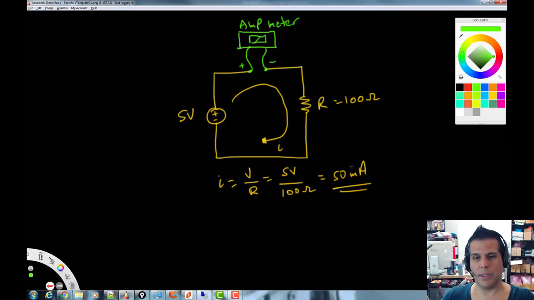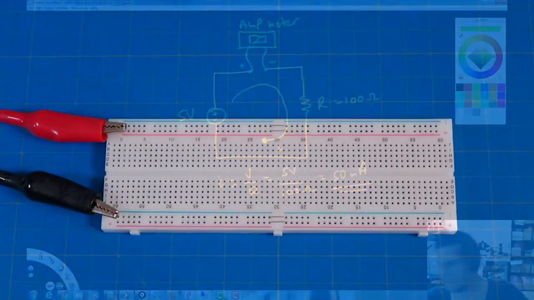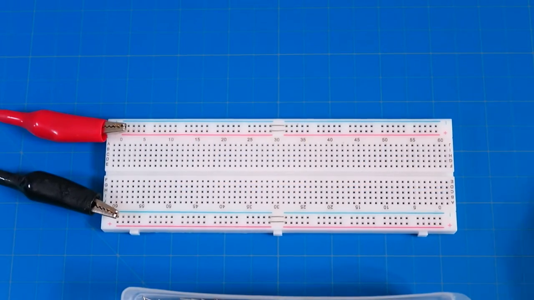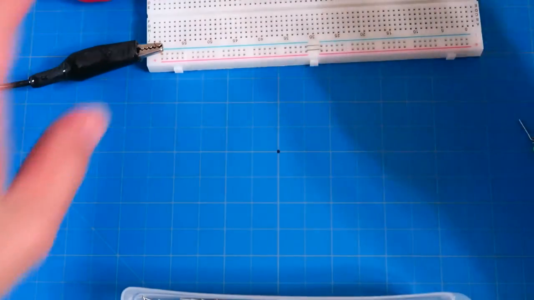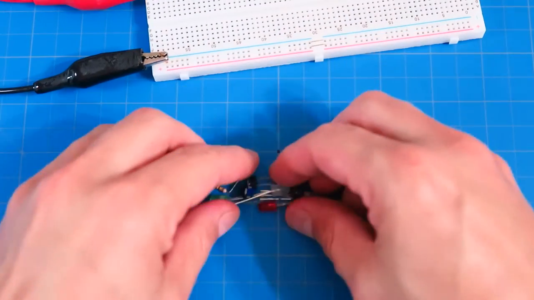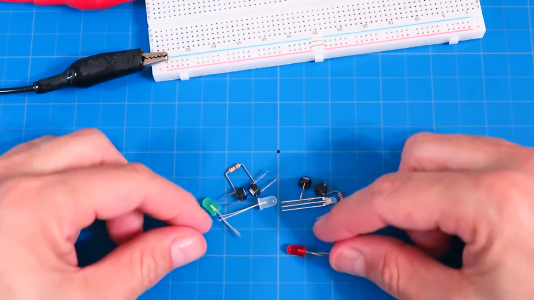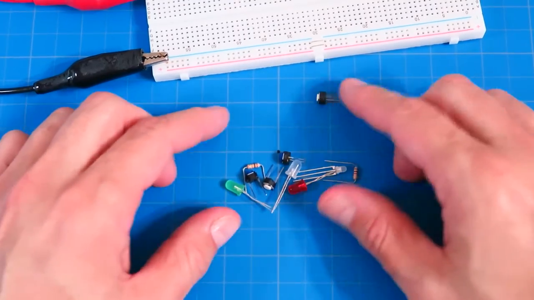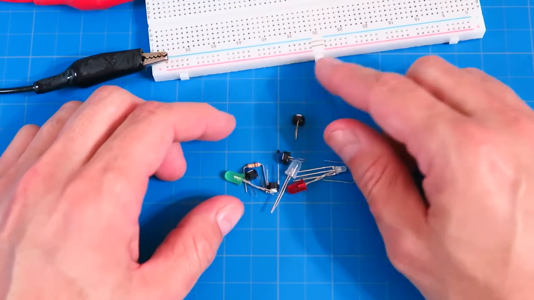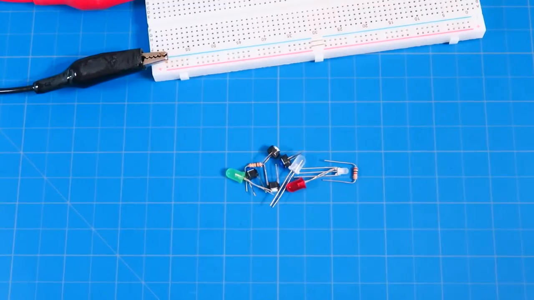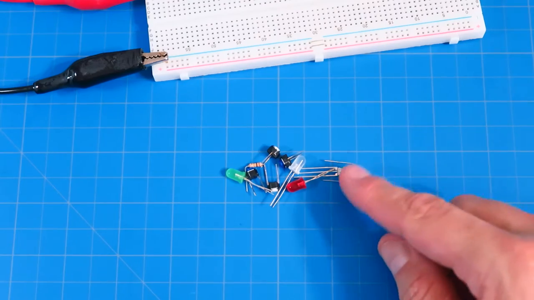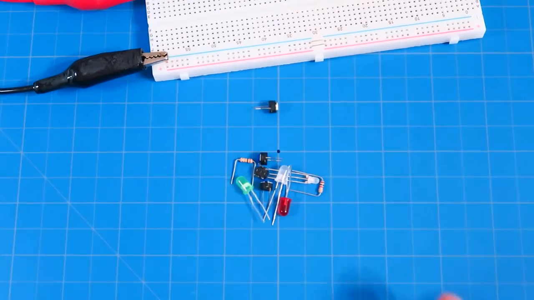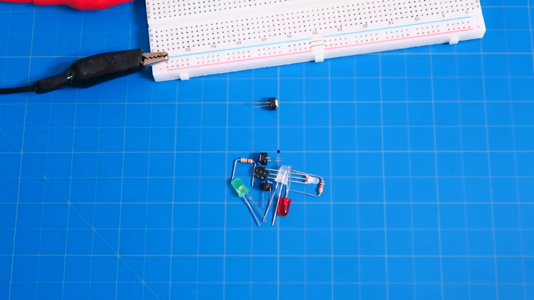Let's build this circuit and see what happens. The first thing when we build circuits is we want to get all our parts together. Here's a few little parts. I've got some LEDs, some switches, a couple resistors. We need our 100 ohm resistor for one thing. I believe I've got a 1K resistor and a 100K resistor, so I need a 100 ohm.